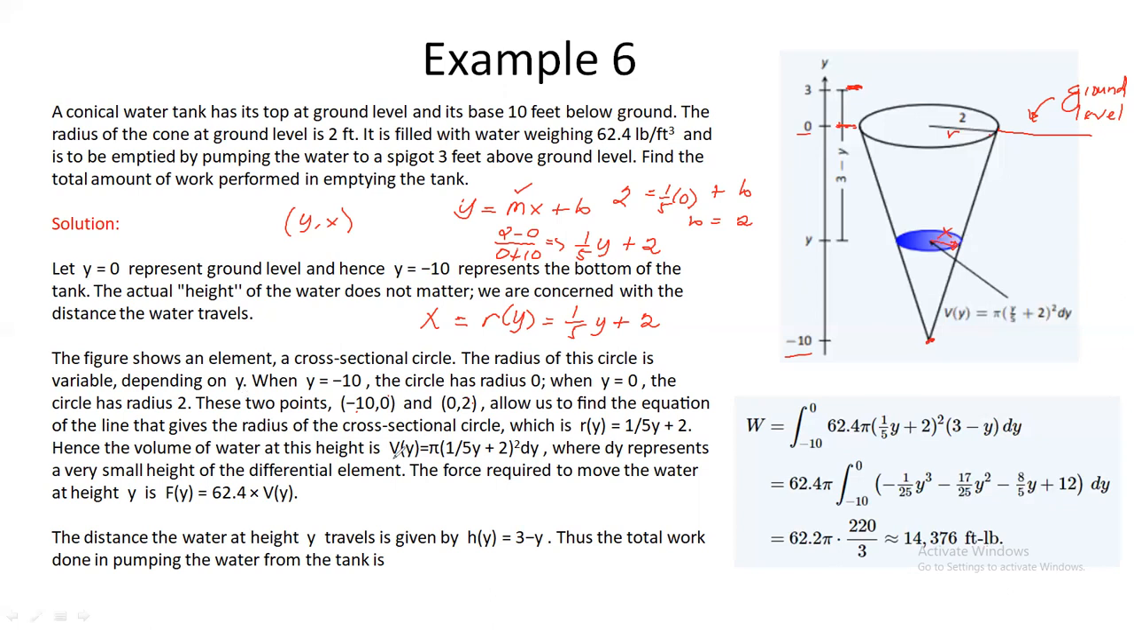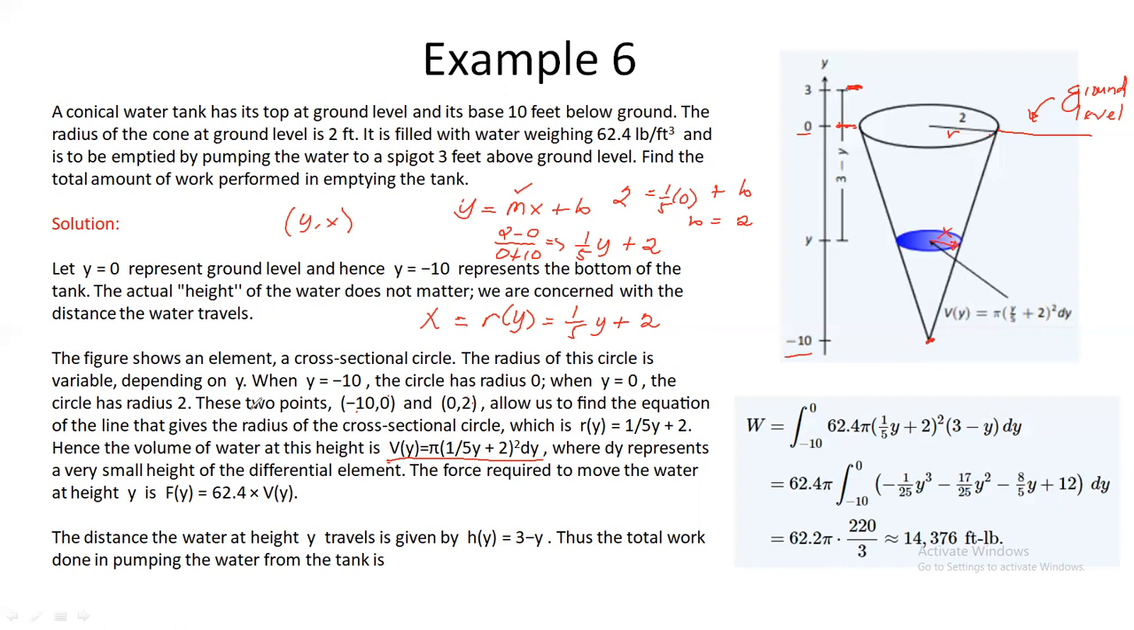So the volume equation in terms of y is equal to pi r squared, now 1/5 y plus 2, squared. Then this is your thickness, the dy. Pi r squared is the area and the thickness of this differential volume is the dy. A very small height of the differential element. Specifically, a very small height of the differential volume of water that needs to be pumped out of the tank.